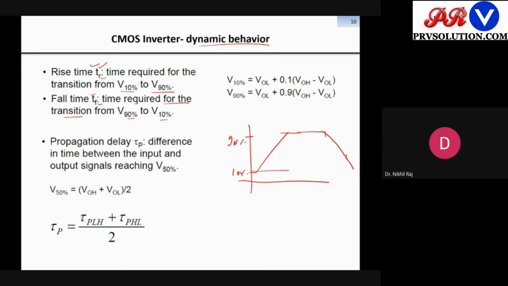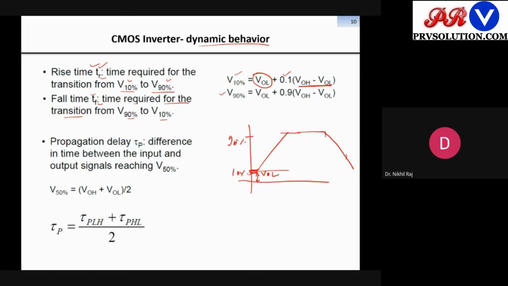Then the question is, what is V of 10% and what is V of 90% in terms of the values given in the data sheet, that is VOL and VOH. So V of 10%, if we talk about output, is given by VOL, the minimum logic, plus 0.1 times the difference in the logic, that is VOH minus VOL. So 10% is VOL plus 0.1 times (VOH minus VOL).